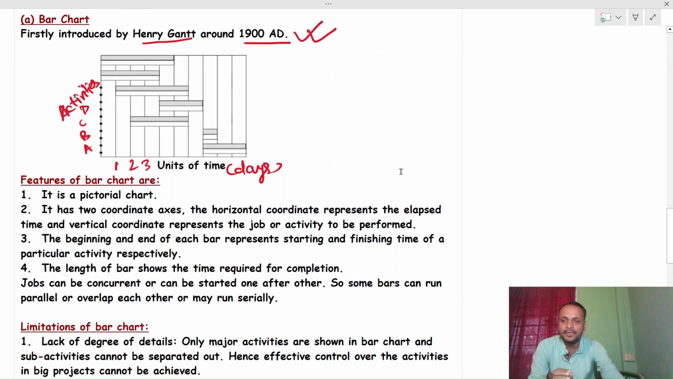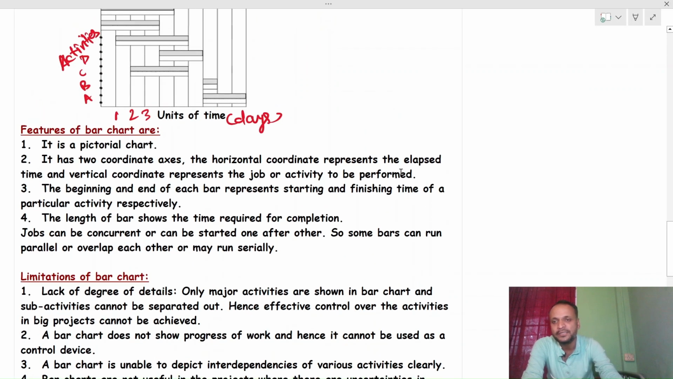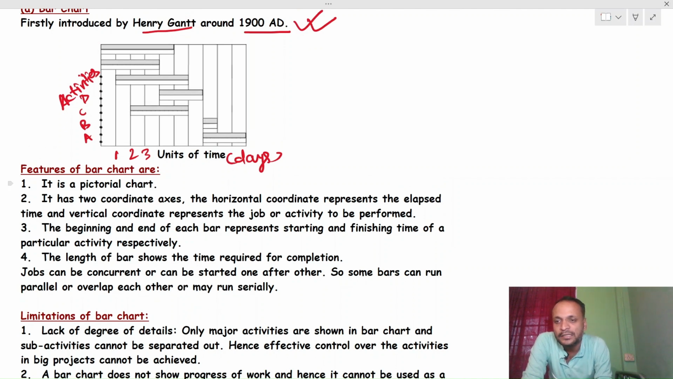The feature of a bar chart is that it is basically a pictorial chart. It will give you the information in a pictorial or image format. It has 2 coordinates, as I already told: the horizontal axis represents the elapsed time and the vertical axis represents the job or activity. Then the beginning and end of each bar represent the starting and finishing time.